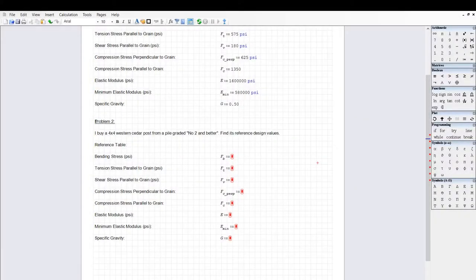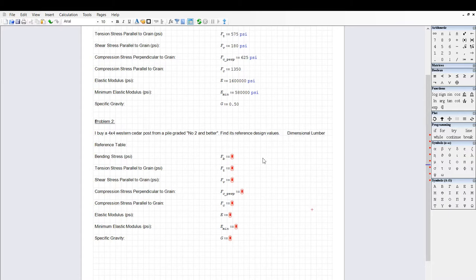All right, let's consider now problem 2. I buy a 4x4 Western cedar post from a pile graded number 2 and better. Find its reference design values. So, first of all, we'll need to know what kind of size classification this is. The narrowest dimension is going to be 4 inches nominal, nominal but not actual, of course. And because of that, this is still going to be dimensional lumber.